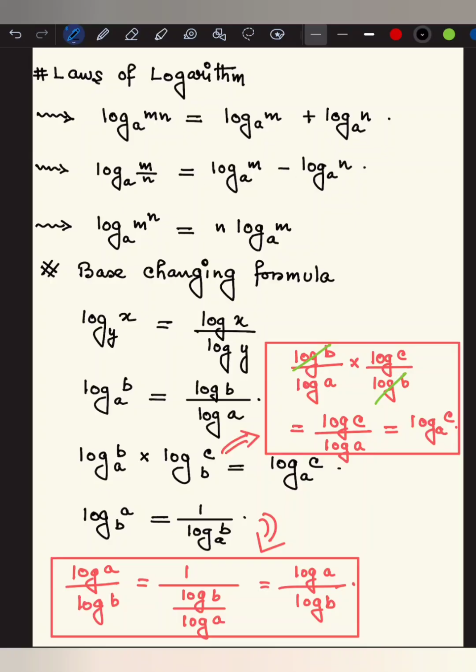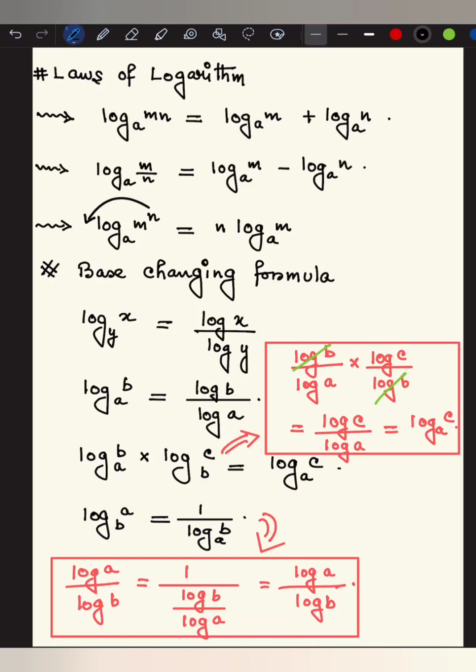Now if log m to the power n base a is given, then this n will come to this side, so it will be n log m base a. Understood? Another formula is the base changing formula. This is very interesting. Look, if log x base y is given, then we can simply write it as log x by log y. Similarly, if log b base a is given, then we can write it as log b by log a.